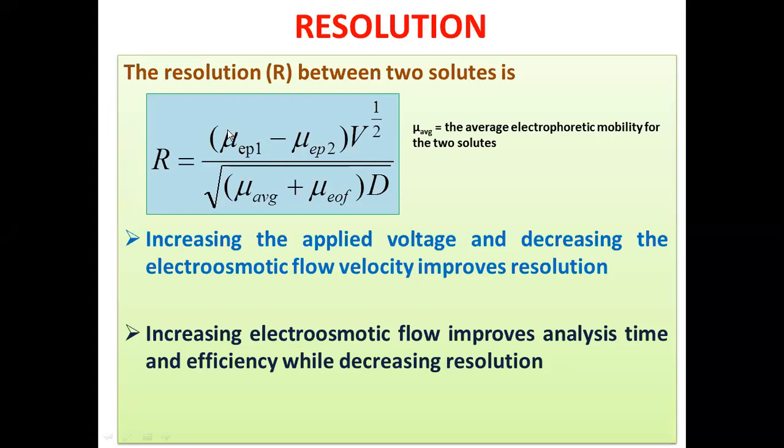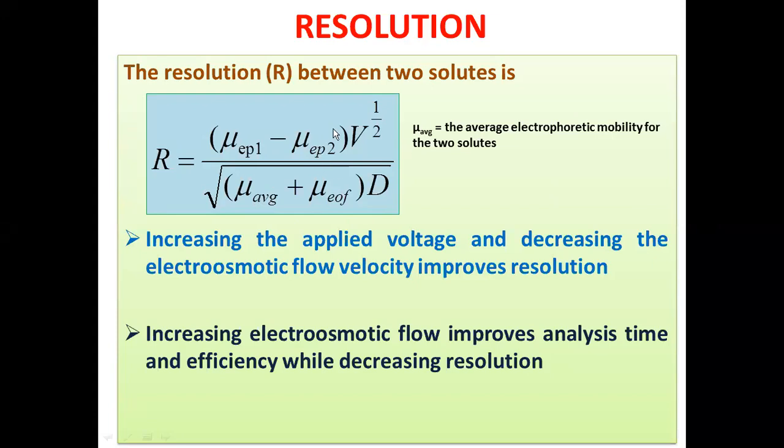So the electrophoretic mobility of the species having greater charge and smaller size is denoted by nu EP1, minus nu EP2, which is the electrophoretic mobility of solute 2, which is moving with a lower velocity. This is multiplied by V to the power of half, where V is the applied voltage, at which we are operating the separation process. Nu average is nu EP1 plus nu EP2 divided by 2, the average electrophoretic mobility of both solutes. Nu EOF is the electro-osmotic flow or electro-osmotic mobility of the buffer medium. D is the diffusion coefficient of the solutes.